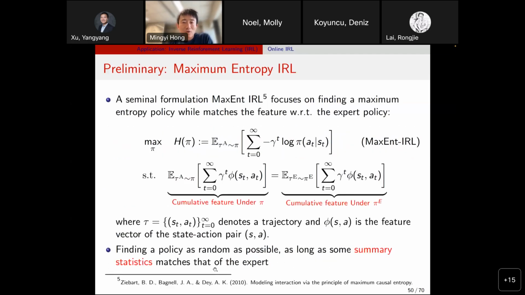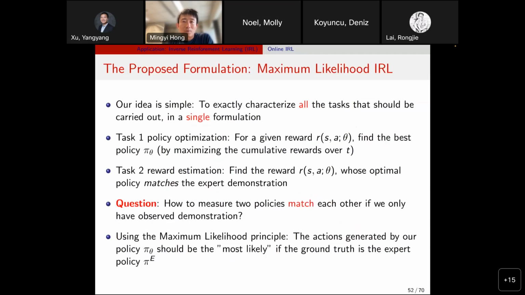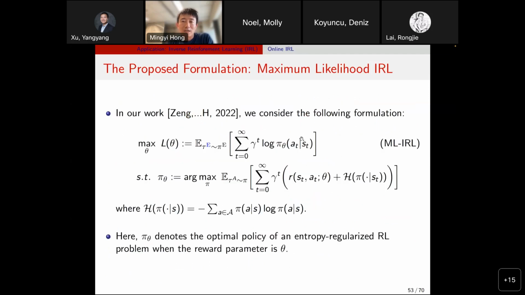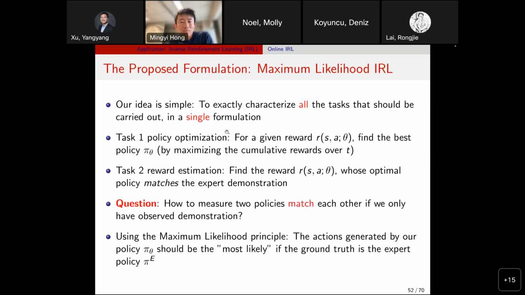So let's directly go to our proposed formulation, because of the time. You see here there are two objectives. The first task is to optimize the policy. For a given reward function R, we want to find the best policy pi_theta which, based on this reward, maximizes the cumulative reward over t. The reward function is now a parameterized version, a neural network that parameterizes the reward.